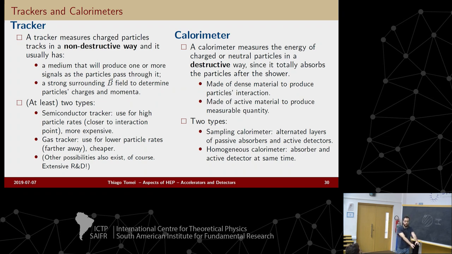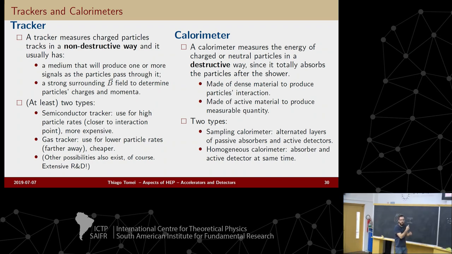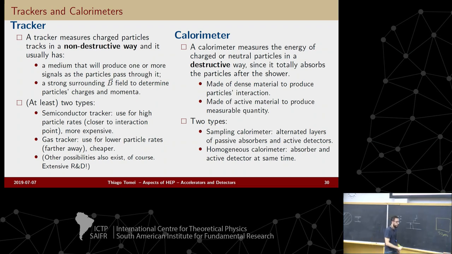And then, as I said, you can have semiconductor trackers that you can use when you're close to the interaction point, and the particles are coming through at a very high rate, but it's expensive. Or you can use gas trackers for when you are farther away, and that's cheaper, but not as good. Of course, there exist a million other possibilities, okay? But there is a lot of R&D happening here.